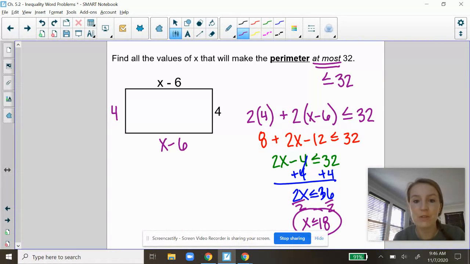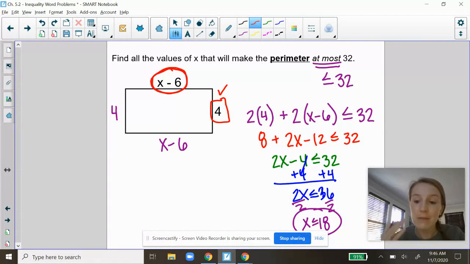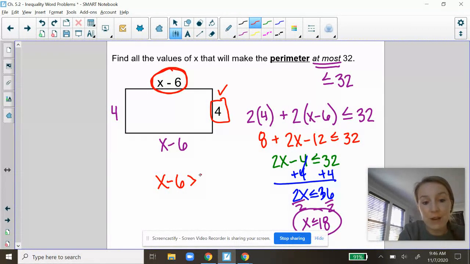But another part that's super important to remember is that when I have a rectangle, or any shape for that matter, my side always has to exist. I can't have a side that's 0. I already know that this side is equal to 4, so I don't have to take care of that. But the fact that this side includes an x makes me realize that I need to have a second restriction here. I need to know that this side, x - 6, has to be greater than 0.